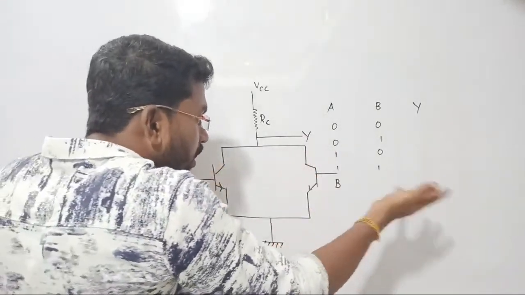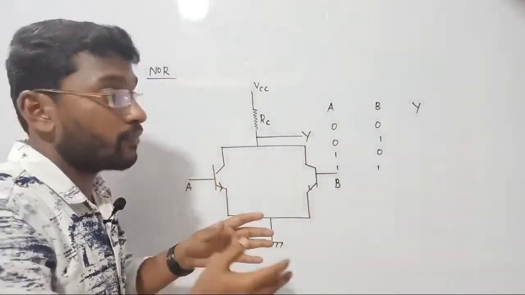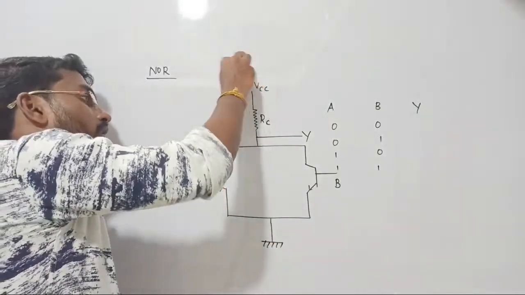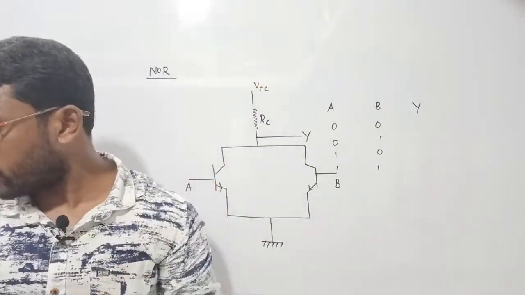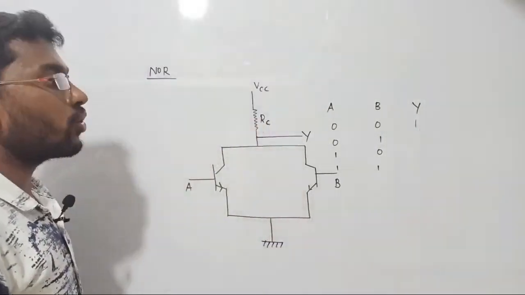Why? Because when both of them are open, it will come here. See there, if both are open circuit, current flow won't be there. If there is no current flow, then there is no voltage drop. If there is no voltage drop, then the supply voltage will be reflected here, such that output is going to be 1. Output is going to be 1. Exactly. Give 0 1.